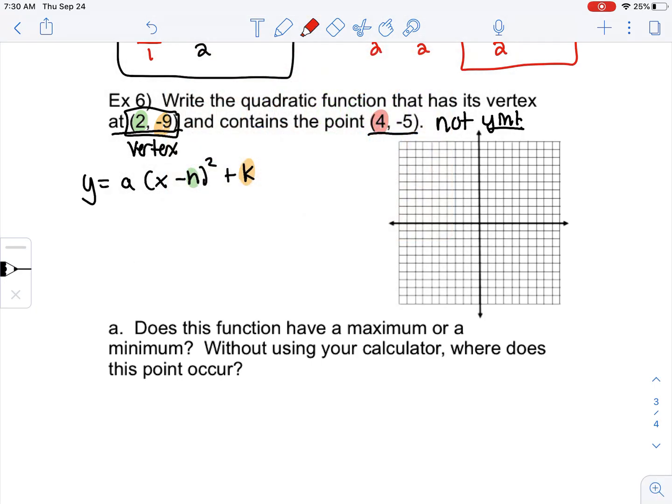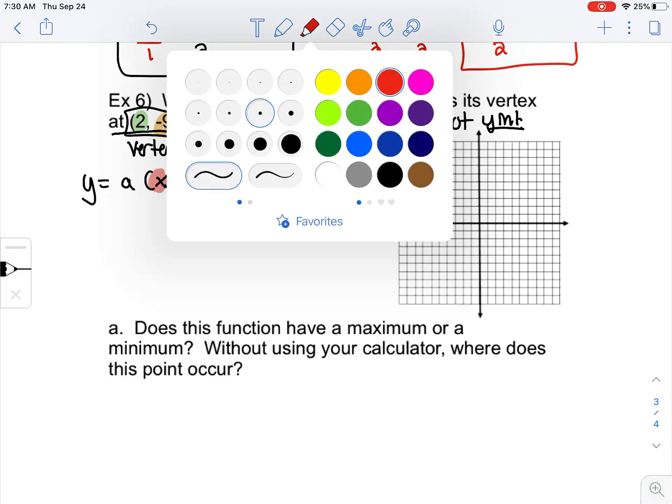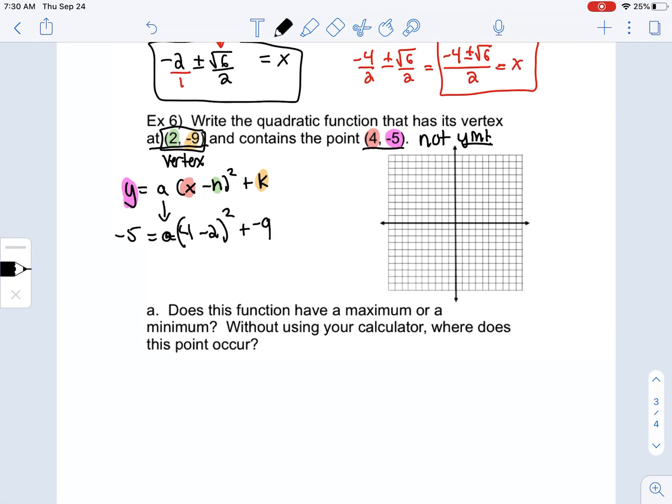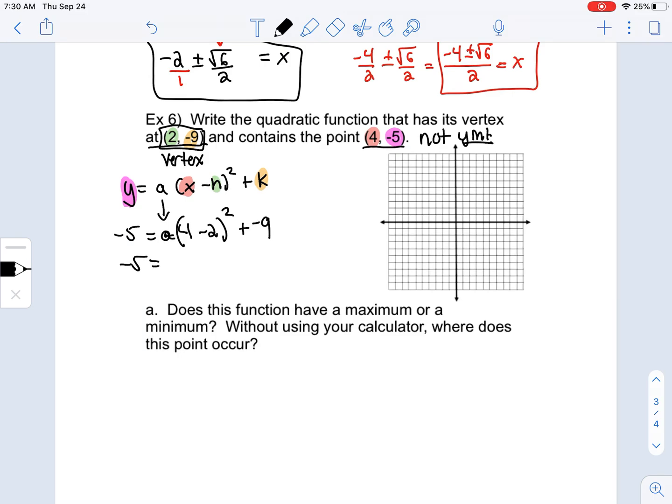But we also have an x value right here that I can plug in for x, and we have a y value right here that I can plug in for y. So really the only thing that this equation is missing is the a value, and that's what we're going to be solving for. If we plug in all these values, 4 minus 2 squared plus negative 9, or you could just say minus 9, we have everything except a. So negative 5 equals a times 2 squared minus 9. I'll add 9 to the other side. 4 equals a times 4. If I divide by 4, my a value is 1.